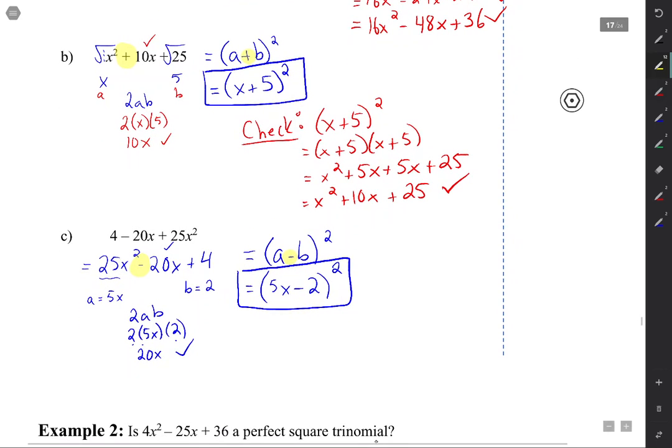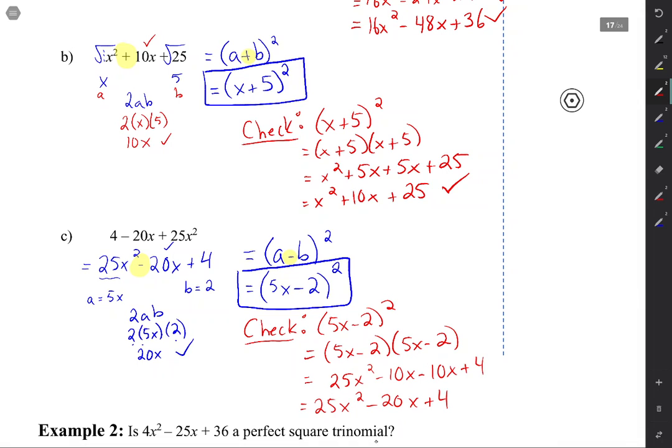And now I'm going to go ahead and check this answer using the FOIL method. So now I just checked our answer using FOIL, and it does match this expression we have up here, so we know our factoring is correct.